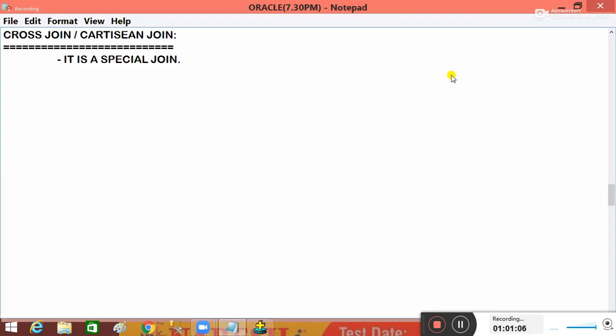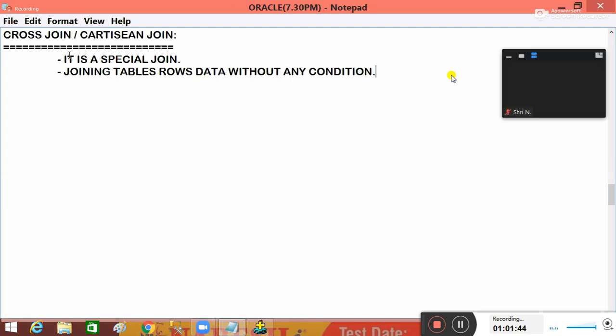But cross join is not like this. Cross join joins table rows data without any condition, guys. Here I'm not using any condition. Without writing a condition, we can join table rows data together by using cross join.